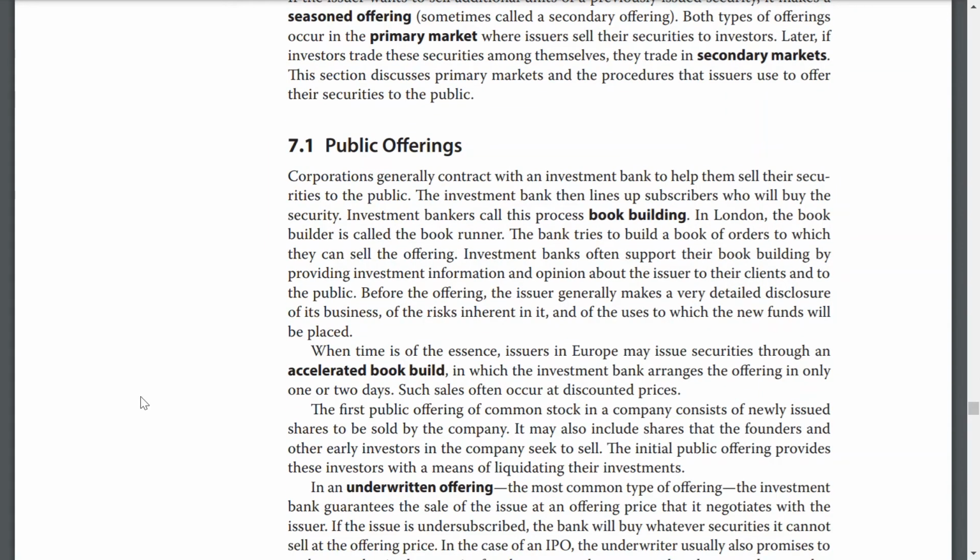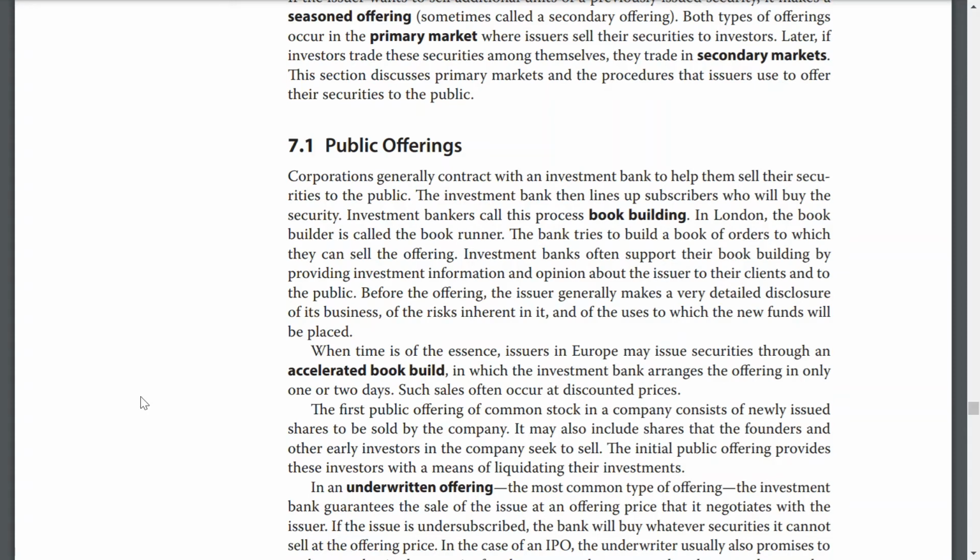Corporations generally contract with an investment bank to help them sell their securities to the public. The investment bank then lines up subscribers who will buy the security. Investment banks call this process book building. In London, the book builder is called the book runner. The book runner tries to build a book of orders to which they could sell the offering.